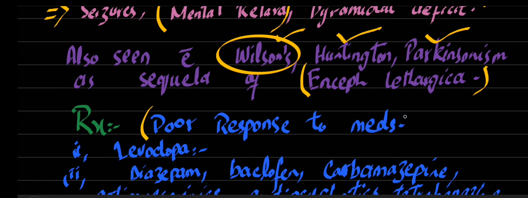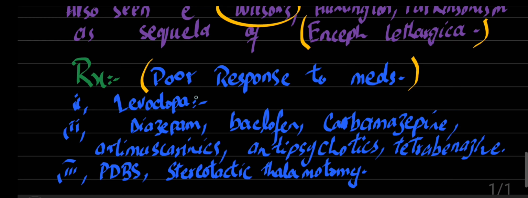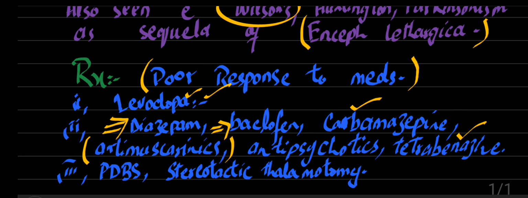You should remember that idiopathic torsion dystonia has poor response to medication therapy, and the medication that is most commonly used is levodopa, and it helps in certain varieties of idiopathic torsion dystonia. If levodopa fails, then you should try diazepam, baclofen, carbamazepine, then antimuscarinics like procyclidine, and antipsychotics can also be tried. Tetrabenazine can be tried.